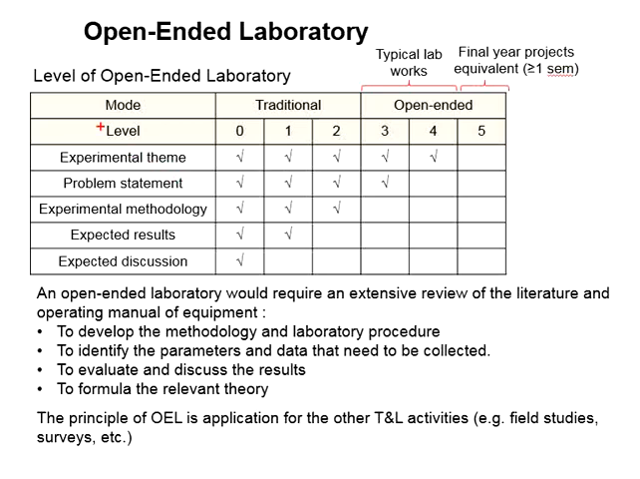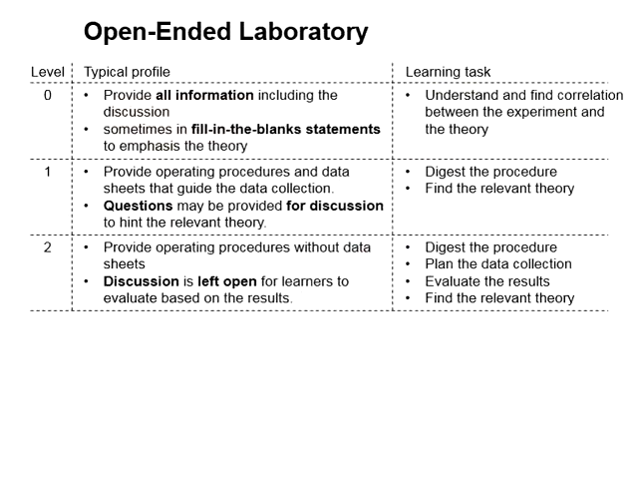This table summarizes different levels of open-ended lab, where level 0 to 2 represent the traditional mode. Starting from level 3 onwards, it is classified under the open-ended lab. You can say that by definition, an open-ended lab will require the students at least to work out their own methodologies, as defined by level 3. Now let us look into the details of different levels. We have the typical profiles of different levels, and also the learning tasks of different levels. Let us go through this one by one.